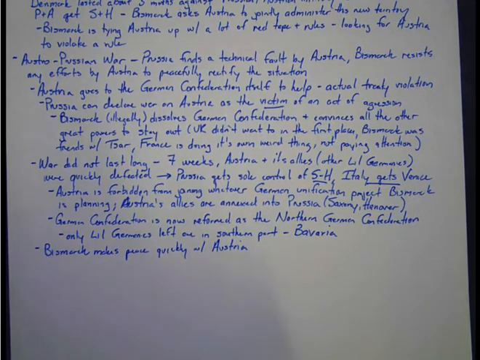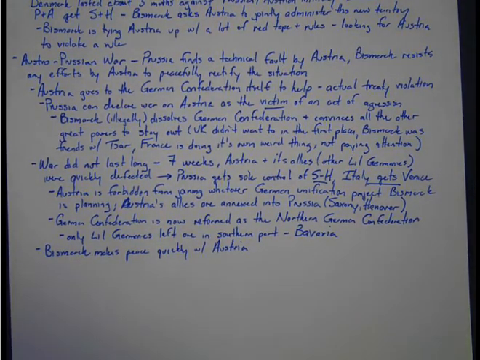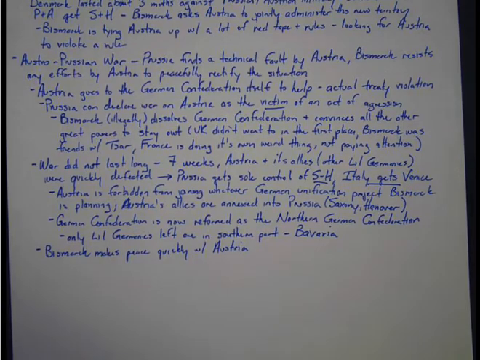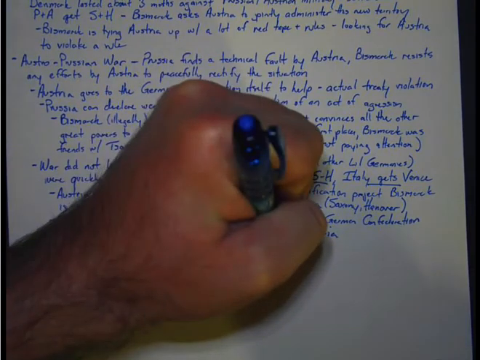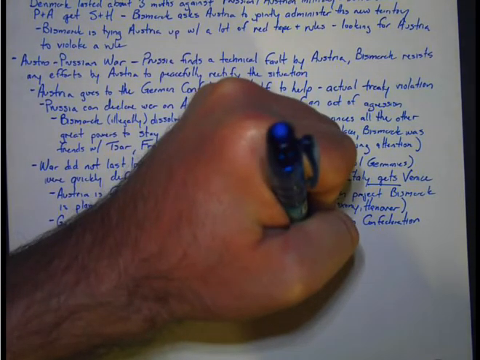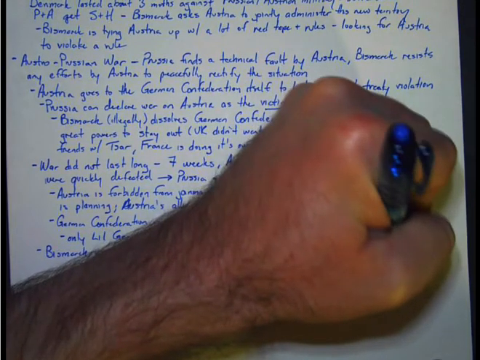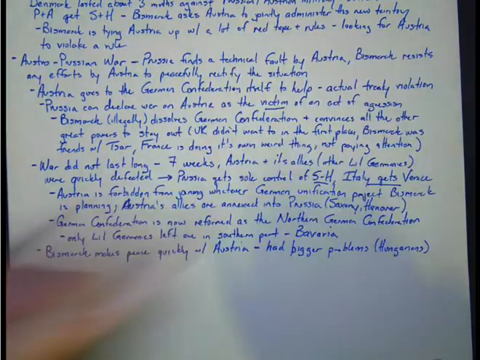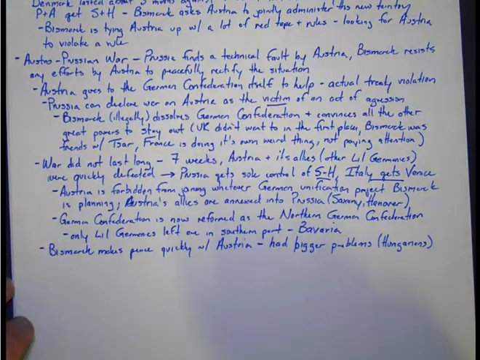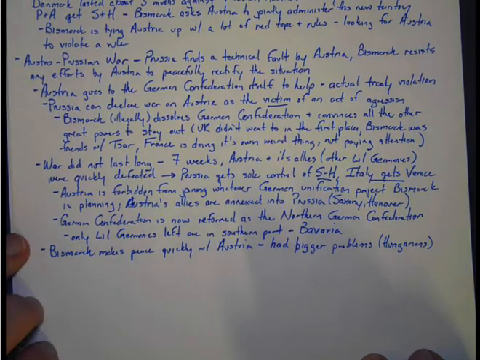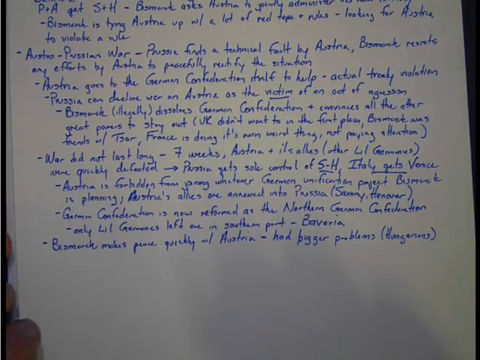with Austria. There's no sense in having someone with hurt feelings right on your doorstep, so Bismarck makes peace quickly with Austria. And Austria had bigger problems. Most notably the Hungarians, who we've mentioned in a previous video. So the Hungarians and the Austrians have business to take care of. So Bismarck lets the Austrians deal with that problem on their own, and Bismarck doesn't really care.